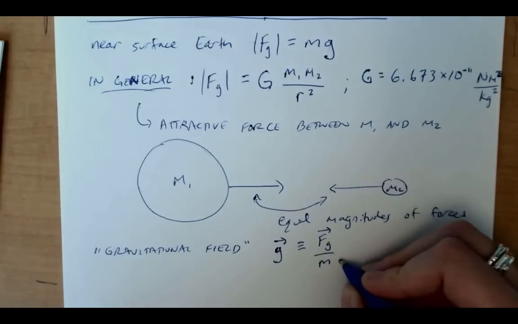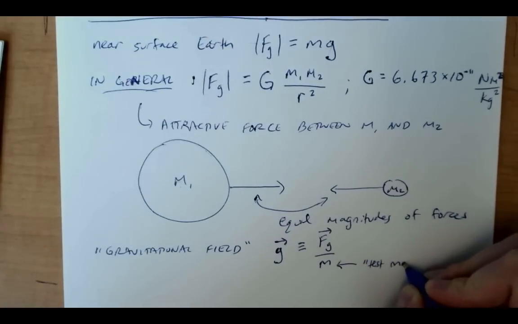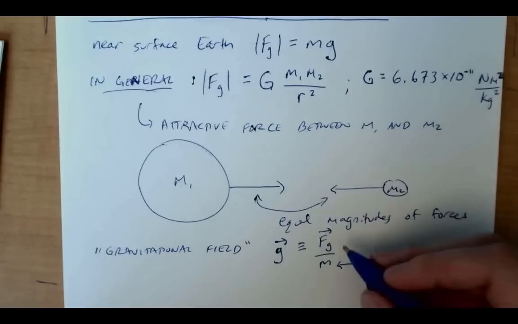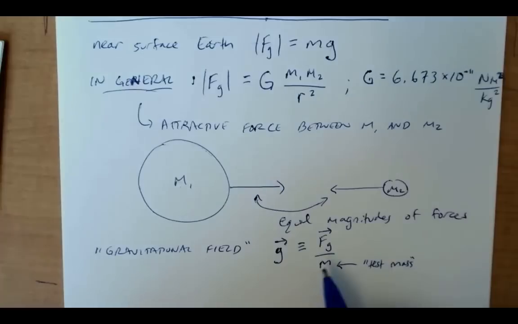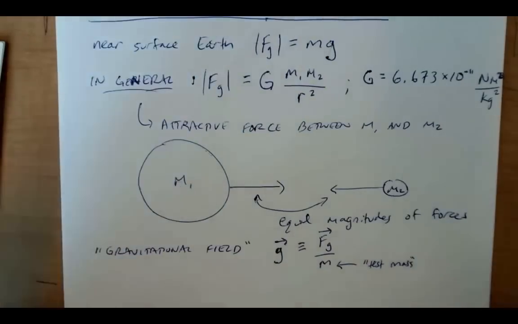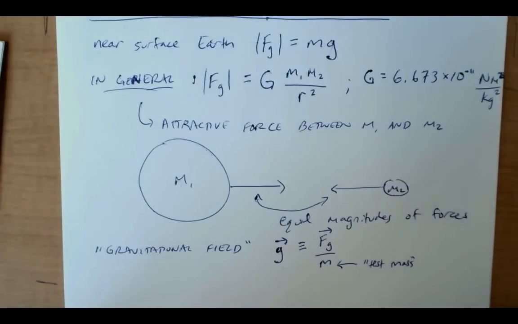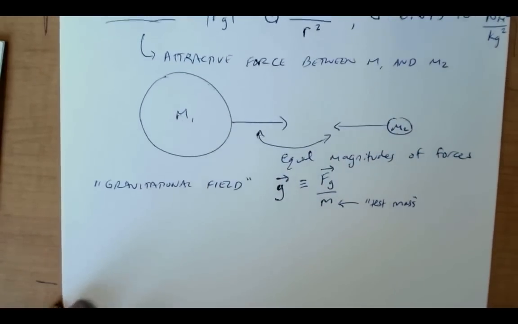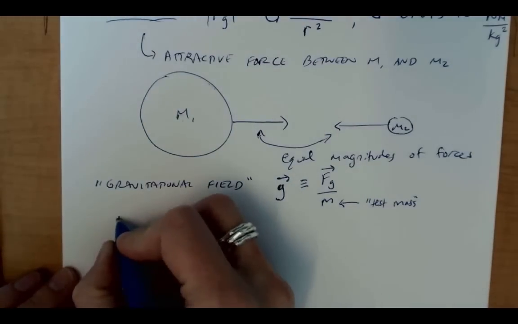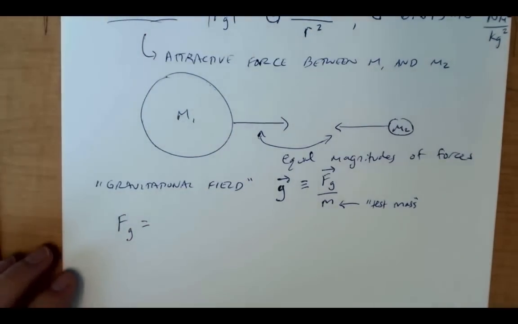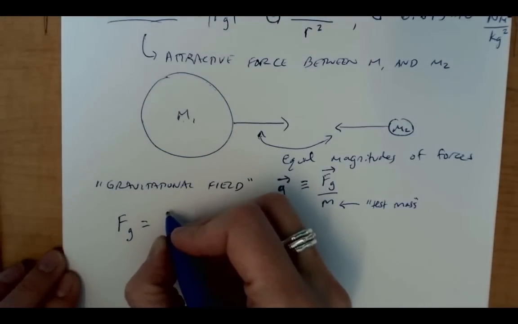So this mass here is a so-called test mass that can be placed in this field to determine the force. So even though a force doesn't exist everywhere, because you need a mass in order to have a force, the idea of a gravitational field can exist everywhere in space. So you have a gravitational field that exists everywhere around the Earth, and it tells you what force a given mass would experience.